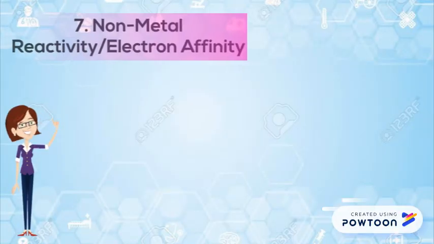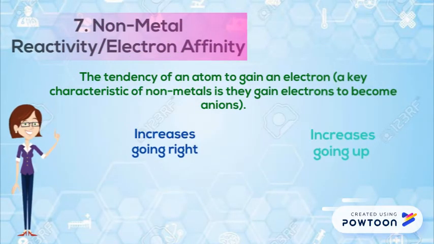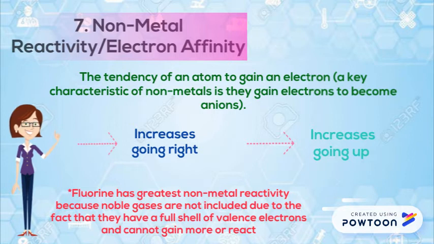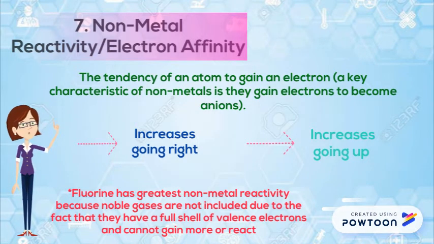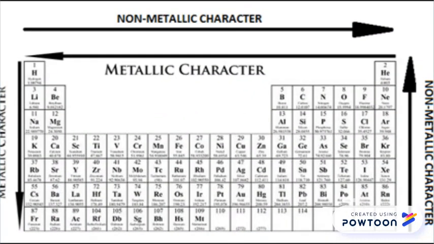Number seven, nonmetal reactivity or electron affinity. It is the tendency of an atom to gain an electron. A key characteristic of nonmetals is that they gain electrons to become anions. It increases going right because nonmetals are on the right side of the periodic table and they have more protons in their nucleus that attract the outer electrons.